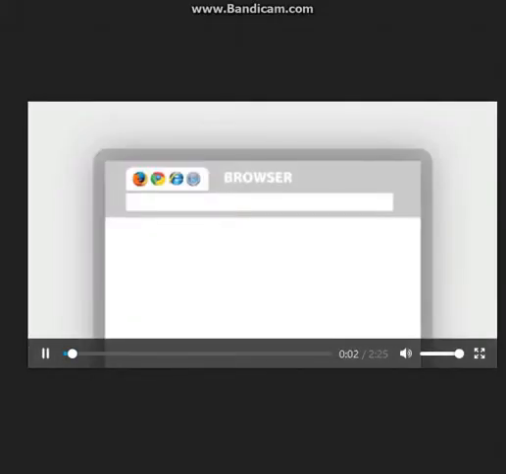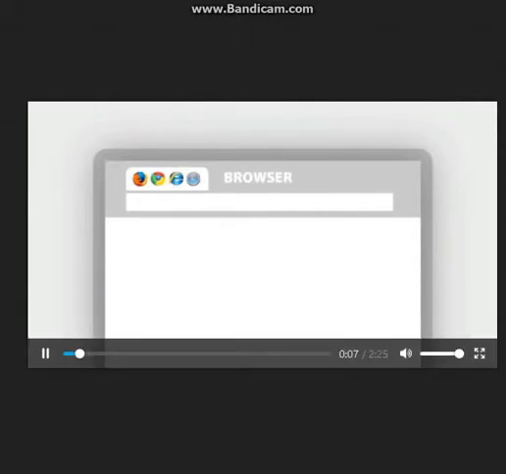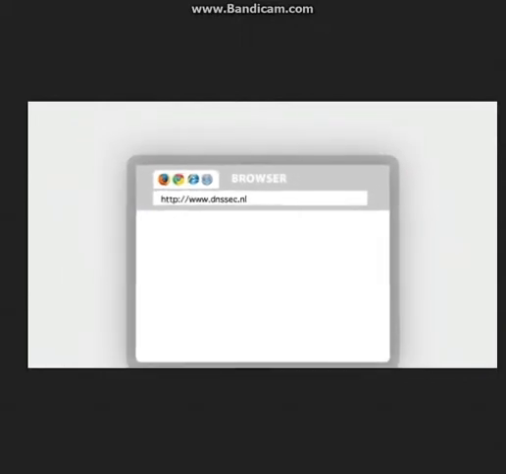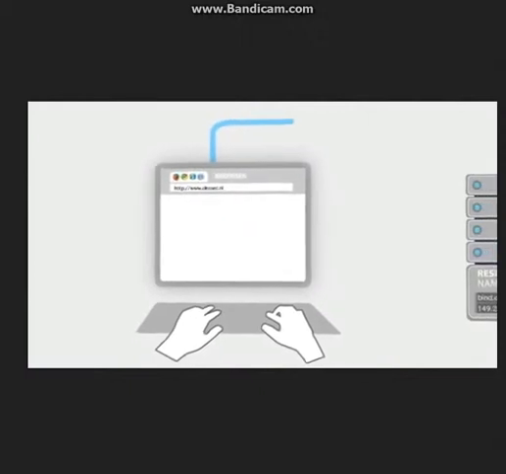Suppose you want to look at the website at www.dnssec.nl. You go to your browser and type the URL. Within a fraction of a second of you hitting Enter, your machine tries to find out the IP address that goes with the logical name you've typed.